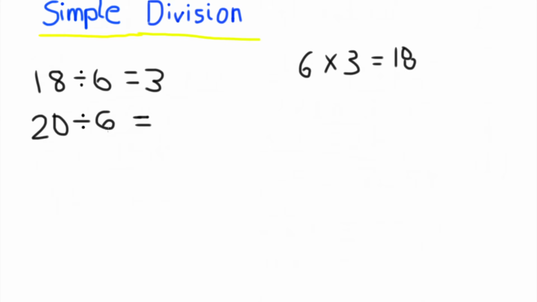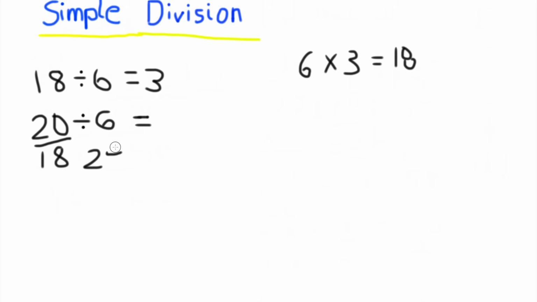Our goal is we want to still use our multiplication facts, but we want to get as close to this dividend here, or the number we're dividing into, using multiples of the divisor. So for instance, I know that 6 times 3, like we just did here, is 18. And if I do one bigger, where I say 6 times 4, that number is 24.